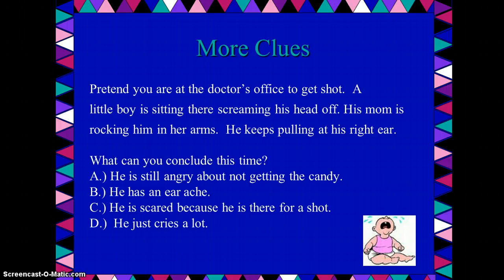Pretend you're at the doctor's office to get a shot. Not to get shot. It should be a shot. A little boy is sitting there screaming his head off. His mom is rocking him in her arms. He keeps pulling at his right ear. What can you conclude this time? A, he is still angry about not getting the candy. B, he has an earache. C, he is scared because he is there for a shot. Or D, he just cries a lot. Go ahead, put your answer.